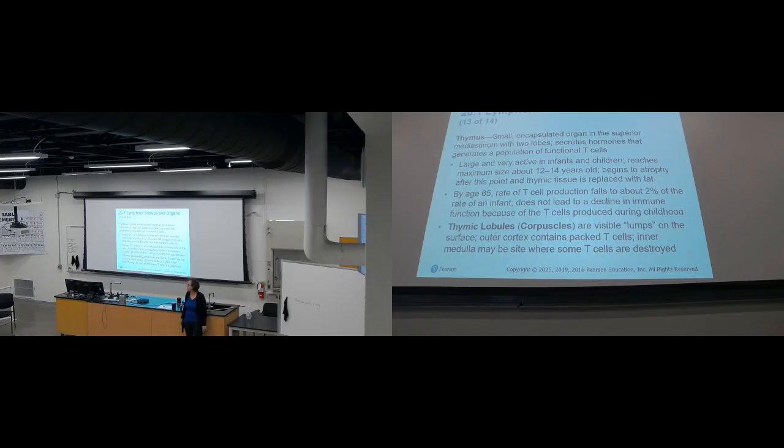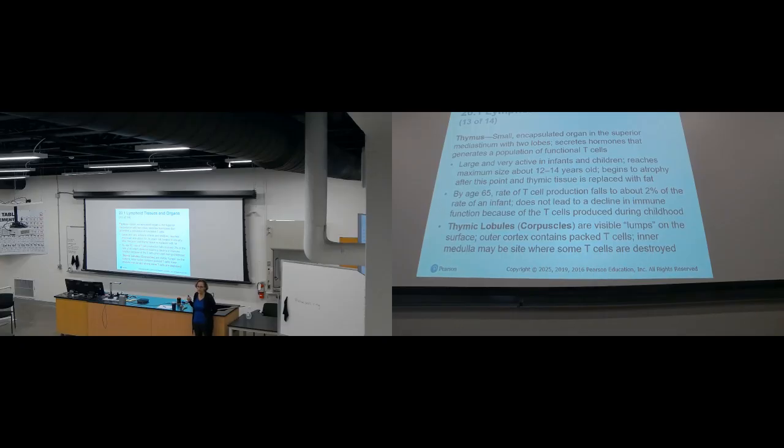Now for the thymus, it is a small encapsulated organ located between the lungs above the heart in the superior mediastinum. It has two lobes, the right and the left, and it secretes hormones that help to mature T cells. Both B cells and T cells, B and T lymphocytes, are made in the bone marrow.